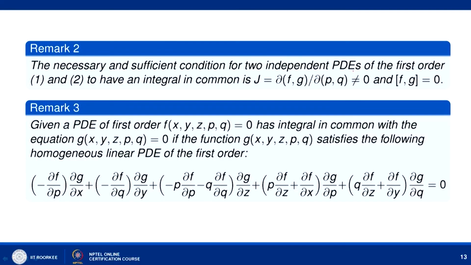Here, the necessary and sufficient condition for two independent PDEs of the first order to have an integral in common is this: the Jacobian is non-zero and the bracket is 0. The bracket [f, g] = 0 already involves the condition that the Jacobian is non-zero, and basically it is an integrability condition for dz = p dx + q dy. But in many books you will find this condition called a compatibility condition.